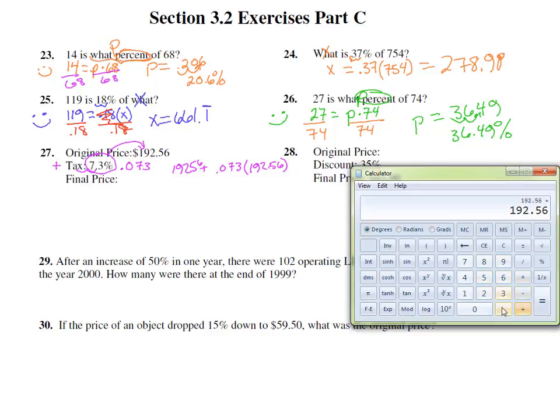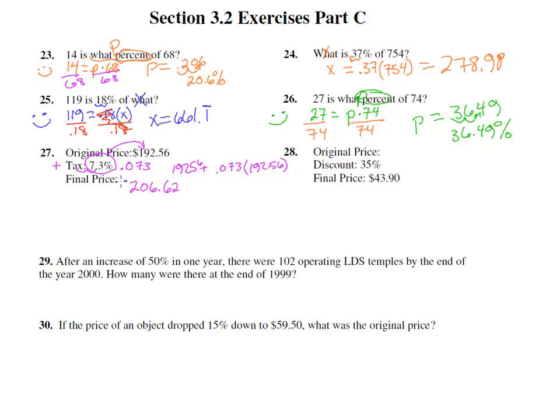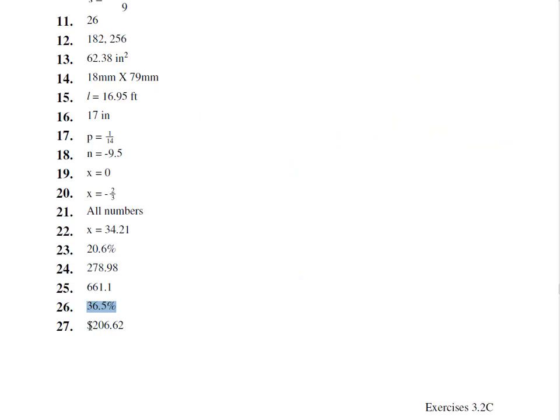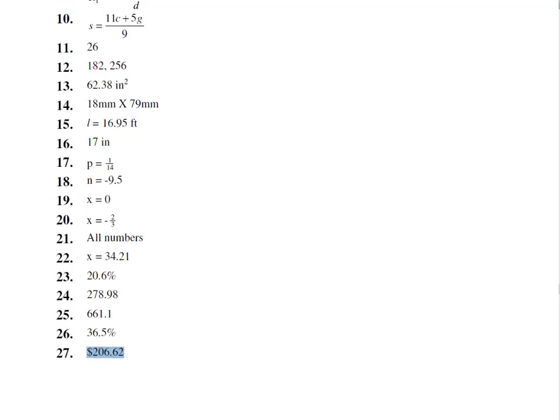192.56 plus 0.073 times 192.56 equals 206.6162, which, if we round to the nearest cent, the nearest hundredth, is 206.62. And that will be in dollars. Let's go and check and see if that's correct. 206.62. It is correct. That's good.